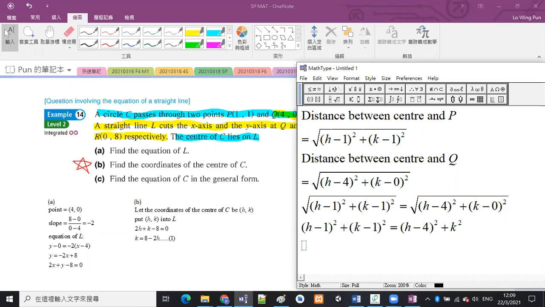And then we can expand all the brackets. So h squared minus 2h plus 1 plus k squared minus 2k plus 1 is equal to h squared minus 8h plus 16 plus k squared.